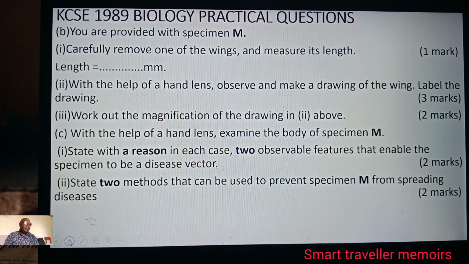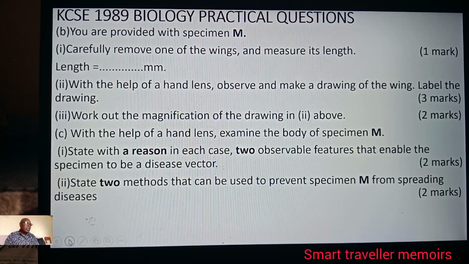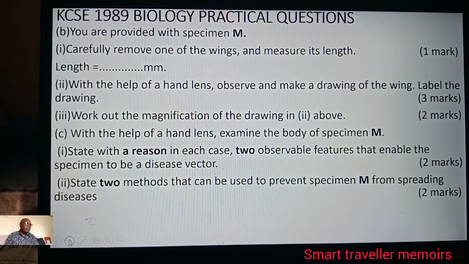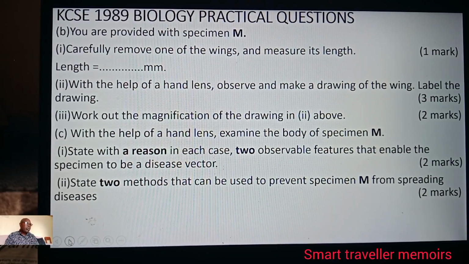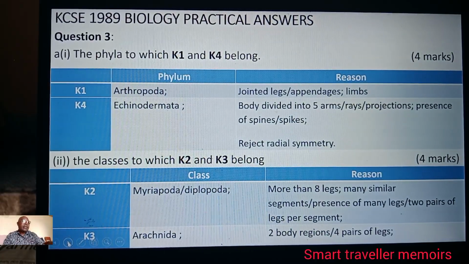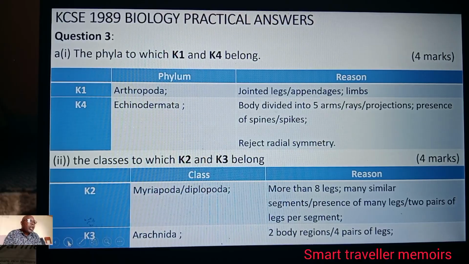Right. C, with the help of a hand lens, examine the body of specimen M. Roman 1, state with a reason in each case 2 observable features that enable the specimen to be a disease vector, 2 marks. And Roman 2, state 2 methods that can be used to prevent specimen M from spreading diseases. So let's go to the answers of question 3.